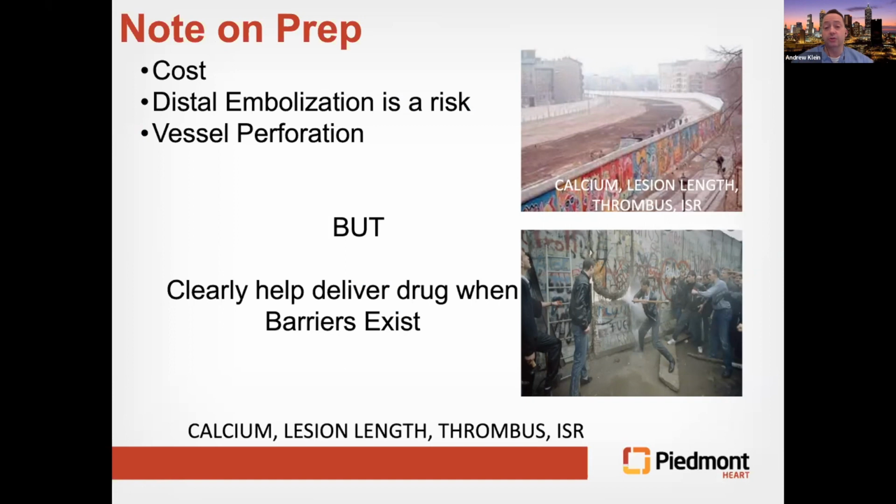Distal embolization is a risk, except for maybe with IVL. And vessel perforation is an issue. It happens across the board. Doesn't matter if it's IVL or Hawk or any of them. I think it's important to realize that those things can happen. But clearly, prepping the vessel helps deliver the drug when barriers exist. And your barriers that you really need to worry about are calcium, lesion length, your thrombus, and your ISR.